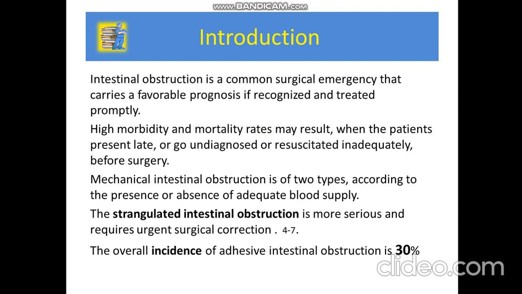We have two types of mechanical bowel obstruction. Strangulating bowel obstruction means there is a compromise to the blood supply, there is a jeopardy to the blood supply, meaning the blood supply does not reach the bowel well. This is called strangulating intestinal obstruction, meaning there is a decrease or inadequate blood supply to the gut or to the obstructed bowel.